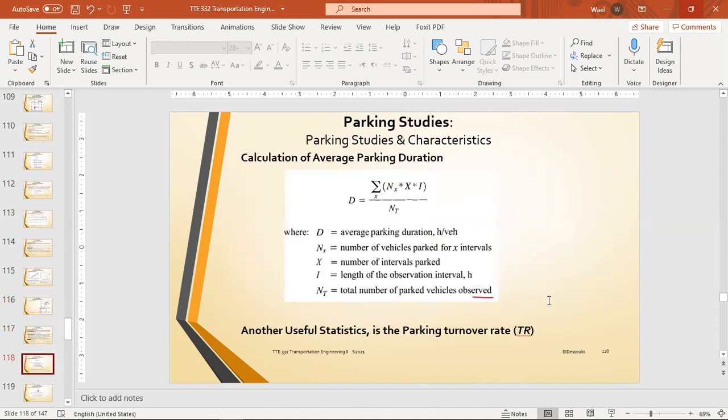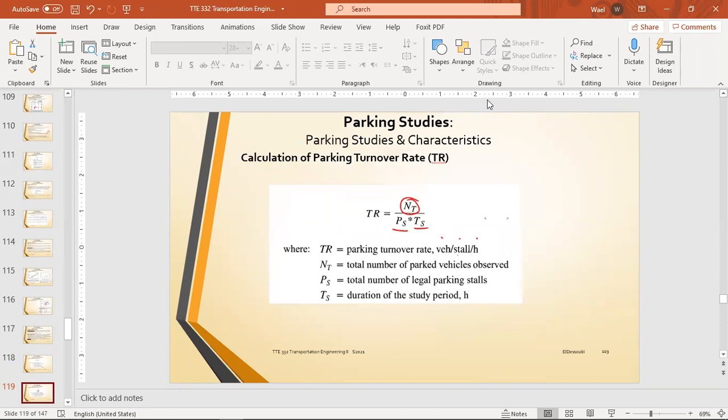We introduced how we calculate the average duration. That's the average parking duration, which is in hours per vehicle, and it's calculated using this formula, where NX is the number of vehicles parked for X intervals, X is the number of intervals, I is the time length of the interval, and NT is the total number of parked vehicles. So it's kind of a weighted average.